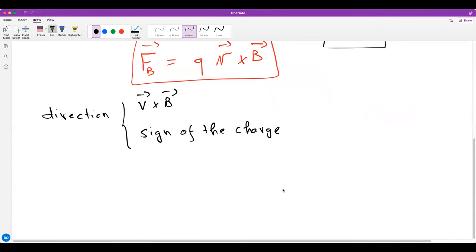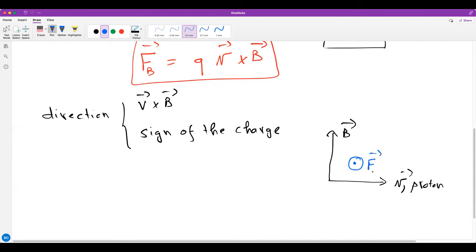Okay, so let's give an example. Let's assume I have a particle moving with velocity v, and the magnetic field is in this way, B, and let's assume this is a proton. This is a positive charge. So since it has a positive charge, V cross B will give me a force that is out of the page.